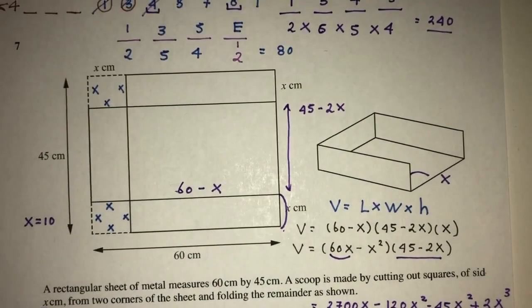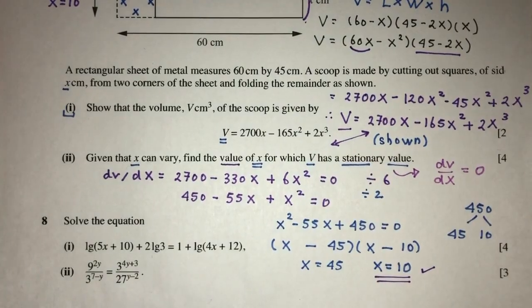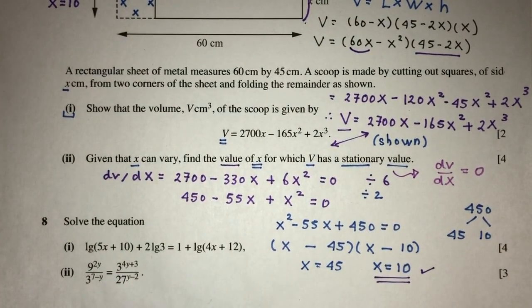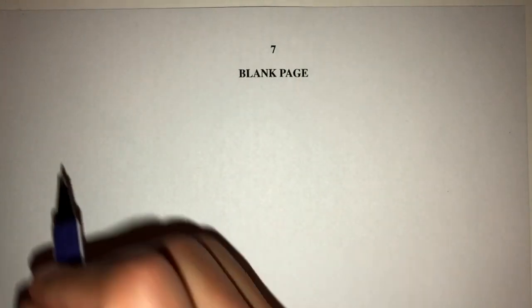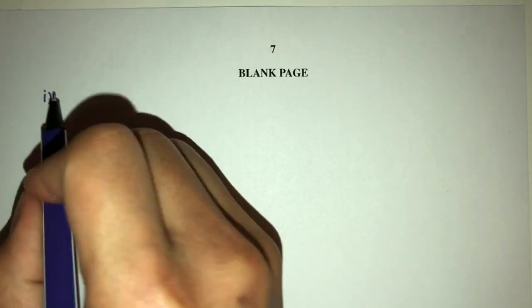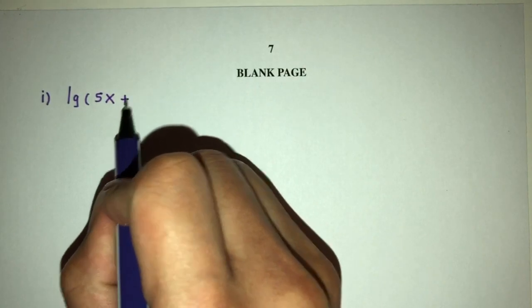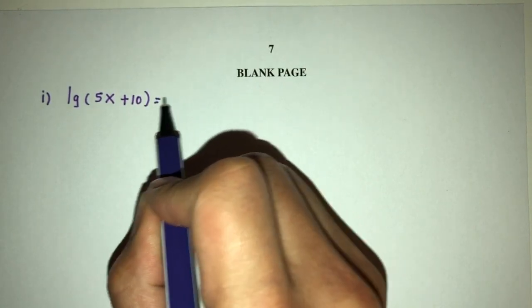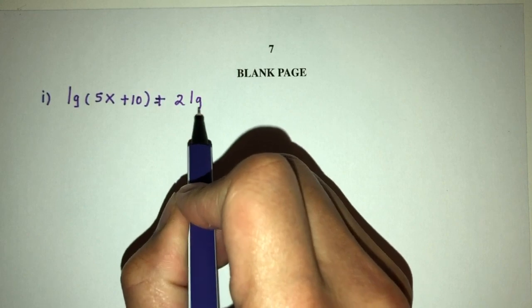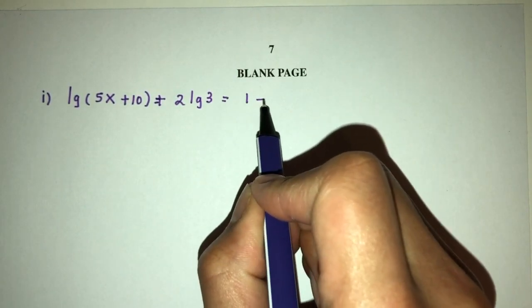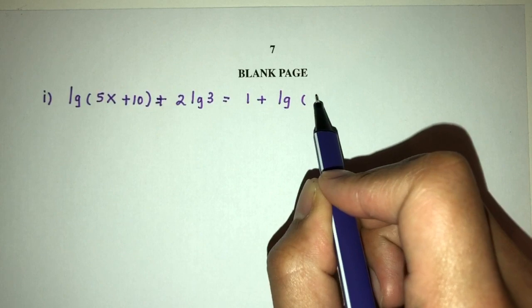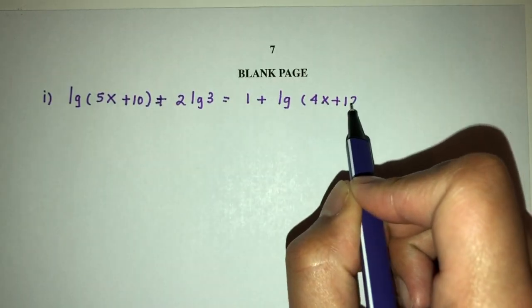Anyways, that will be your question number 7. So let's move on to question number 8. Here we have to solve the equation, which means to find the value of x. So let's do one by one. Let me rewrite this down again on a fresh sheet of paper because there's just no space. So part 1, we have lg of 5x plus 10, plus 2 lg of 3, is equal to 1 plus lg of 4x plus 12.